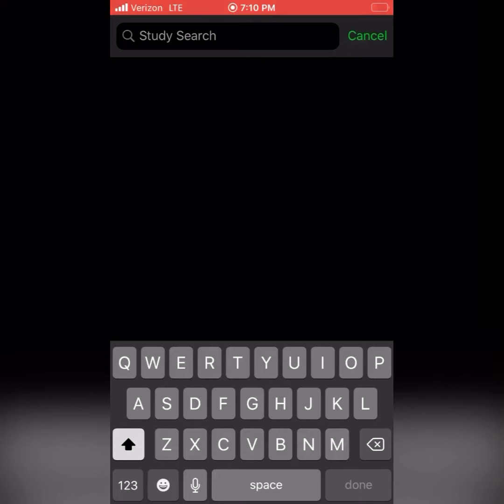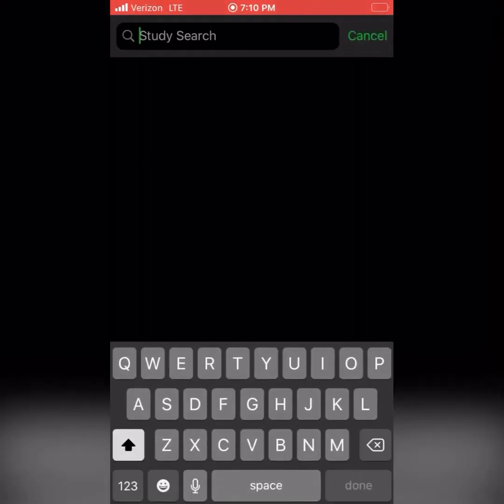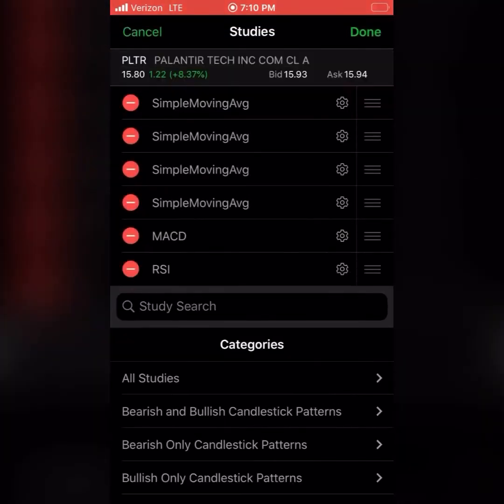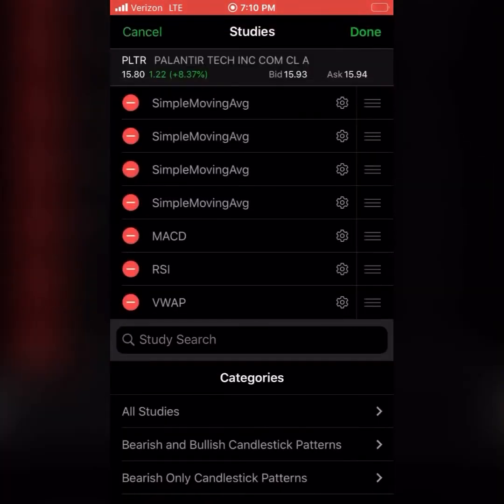Alright, so we got our simple moving averages. Now we're going to go to one of my favorites, this MACD. We're just going to add it. We don't have to do anything to it. Bam, RSI. We're just going to add it. Don't even have to do anything to it. VWAP. Going to add it. Don't even have to do anything to it.